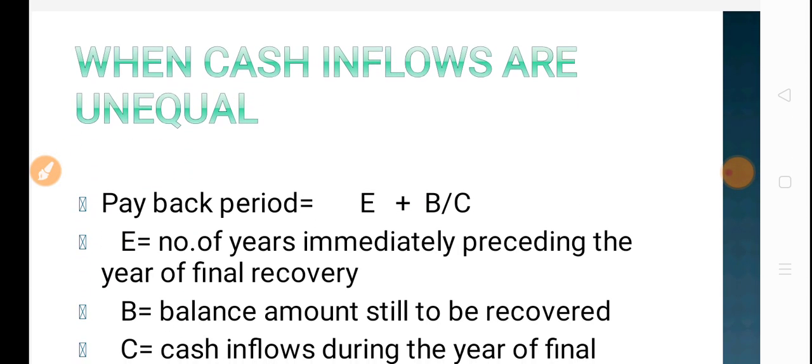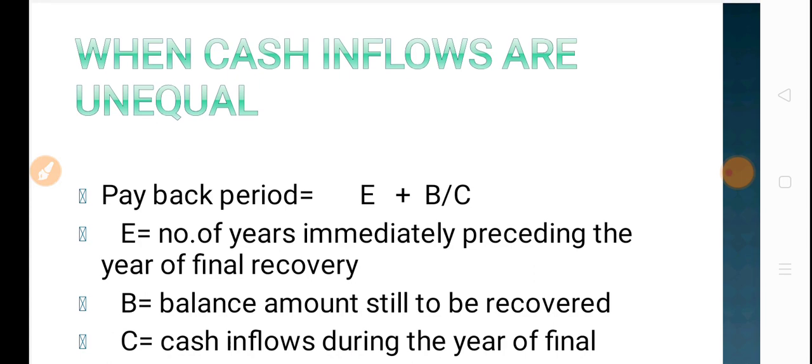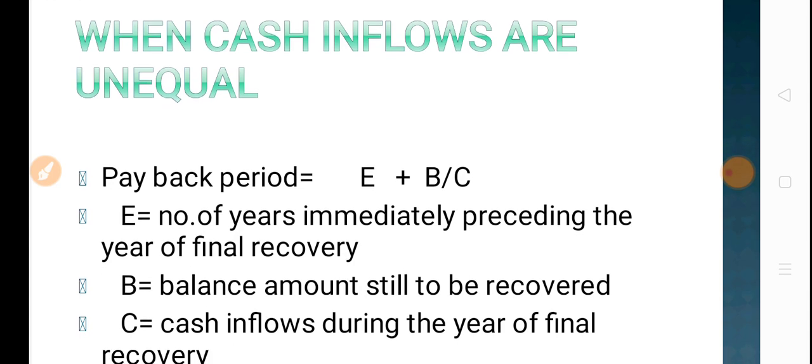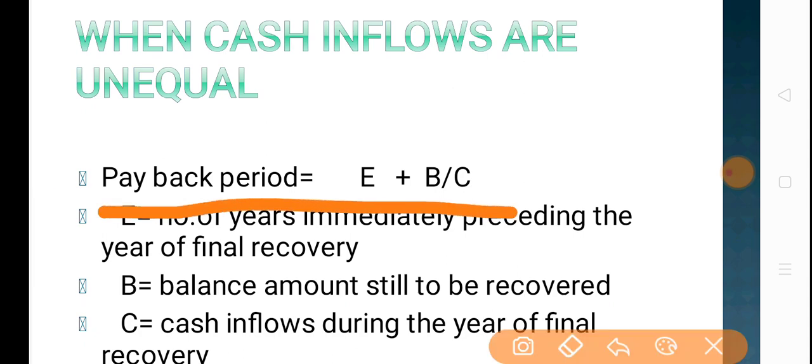So now we are moving toward the second method, when cash inflows are unequal. In the previous slide, we learned the calculation of payback period when the cash inflows are equal, but here the cash inflows are unequal. Then how can we calculate the payback period? So listen here. They have an equation for you. Payback period is equal to E plus B by C.